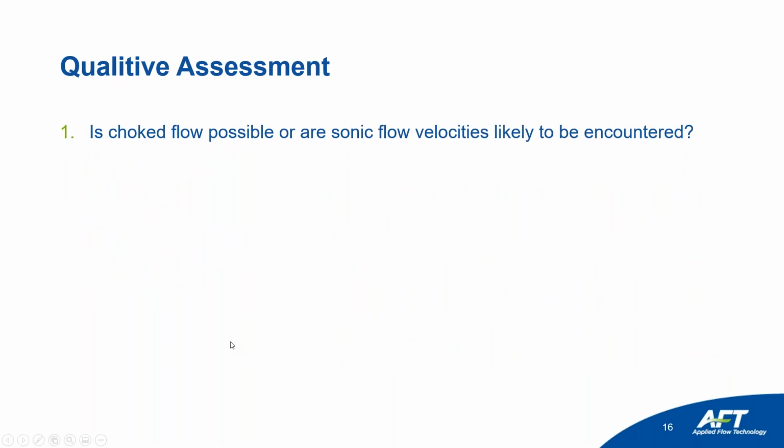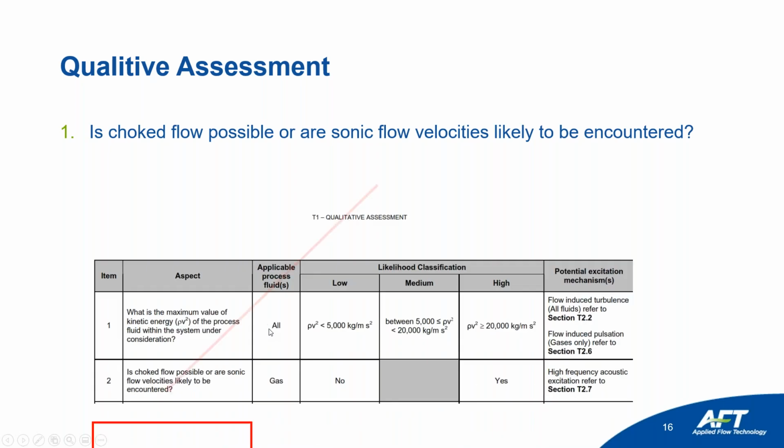So let's first apply the quality assessment. We want to answer the following question with the quality assessment: is choke flow possible or are sonic velocities likely to be encountered? This question comes from the quality assessment table offered in the Energy Institute guidelines. If choke does not happen, then it will obtain a qualification of low. If it happens and it's a yes, it will obtain a qualification of high.